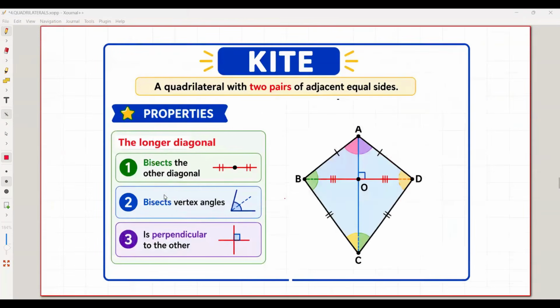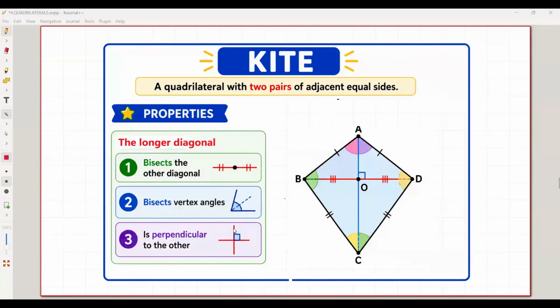Okay, in today's class, we are going to learn about the kite. A kite is a quadrilateral in which two pairs of adjacent sides are equal. Taking ABCD, it is a kite. Two pairs of adjacent sides will be equal in length: AB is equal to AD, and BC is equal to CD. This type of picture comes under a kite.